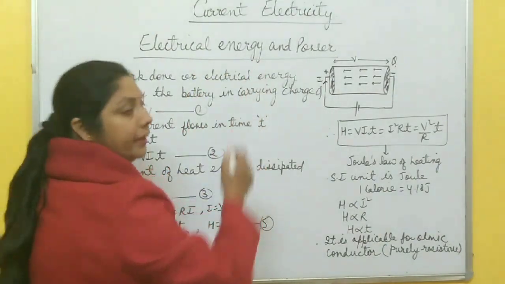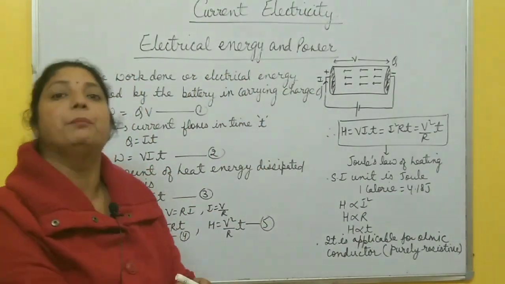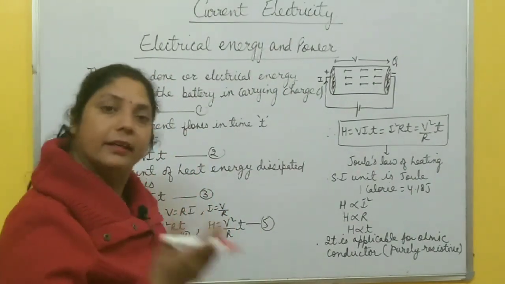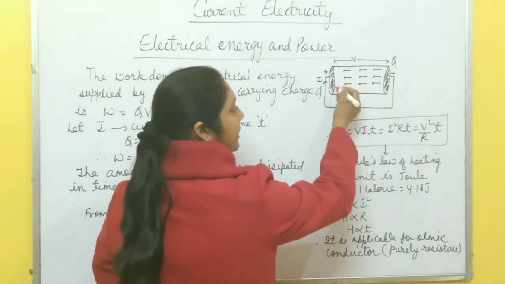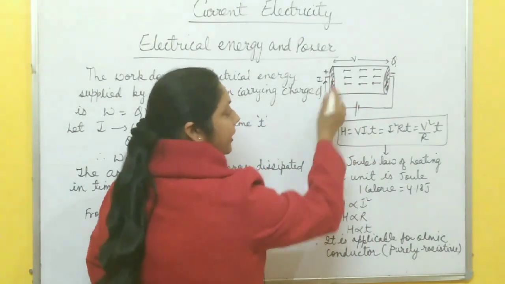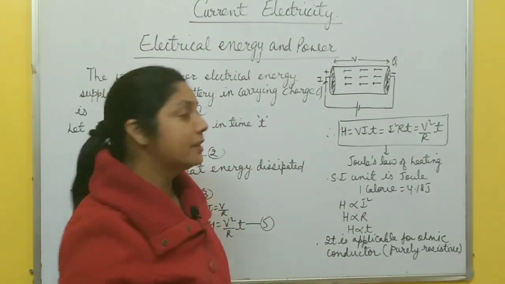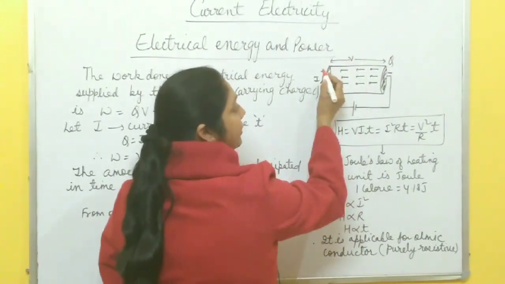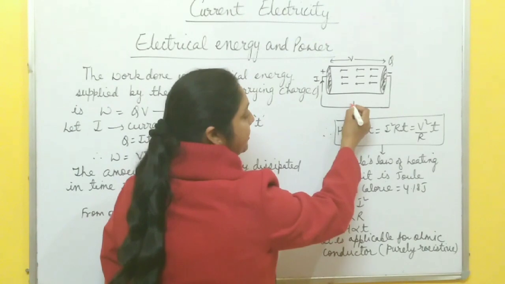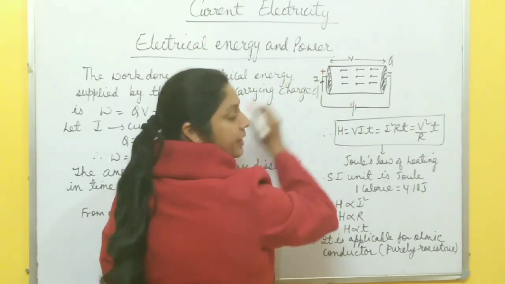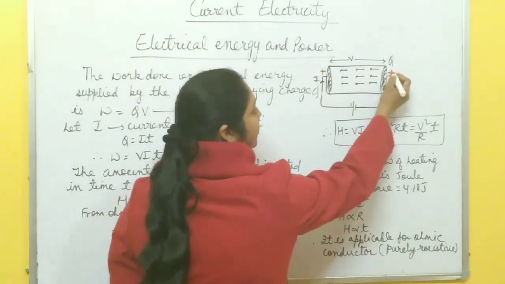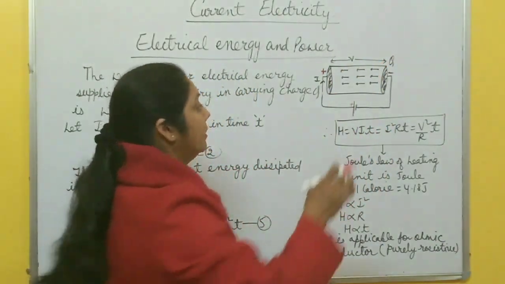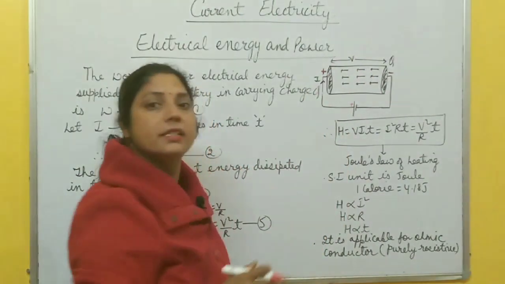Now the next important topic is electrical energy and power. What do you mean by electrical energy? Suppose this is a conductor and a cell is connected to it. Due to this cell, a potential difference is developed across the ends of the conductor. This one is the positive terminal, so this end of the conductor becomes positive, and this one is negative, so this end becomes negative, and a potential difference V is created across the ends of this conductor.